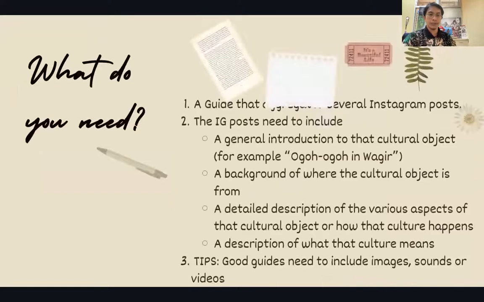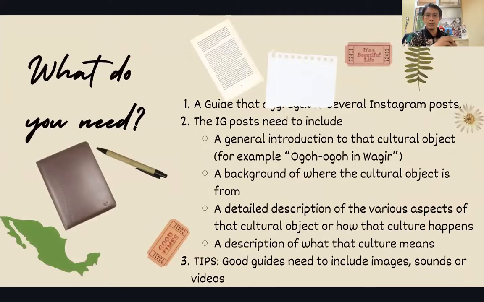Okay, now the second thing that I also need to show you is, oh my God, there seems to be a problem there in the post. Yeah, this guide includes several Instagram posts. It should aggregate several Instagram posts. And what are the posts going to be about? Well, the posts, which include probably 3, 4, or 5 posts, they need to include first the general introduction to that cultural object. For example, you want to talk about ogoh-ogoh in Wagir.